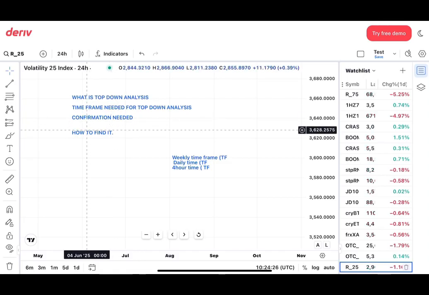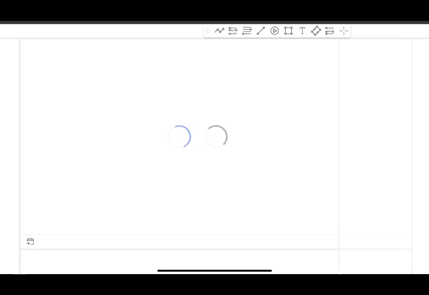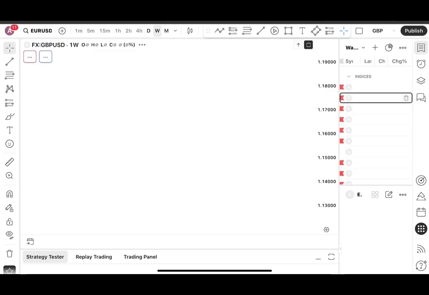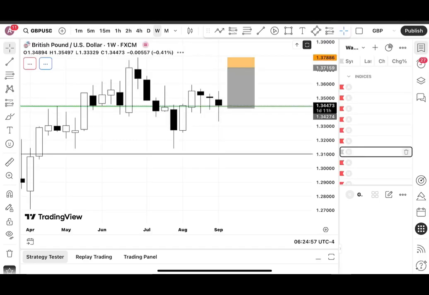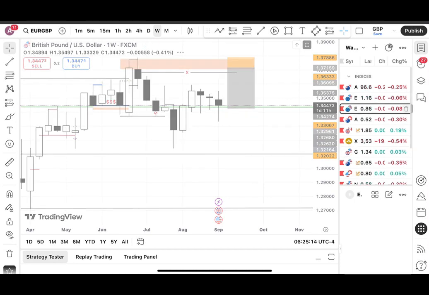And the last one is how to find the top-down analysis. So how to find the top-down analysis, we're going to move into our chart. I know you guys must have been waiting for me to move to the chart side. But before I show you how to find the top-down analysis, I would like to show you my last trade I took on the top-down analysis on Monday, which is like 3 days ago. So let's go to Euro USD.